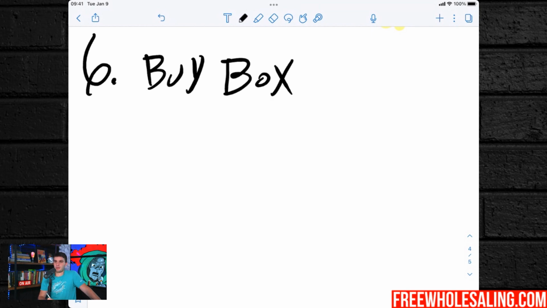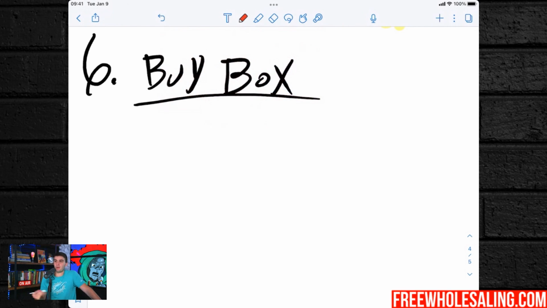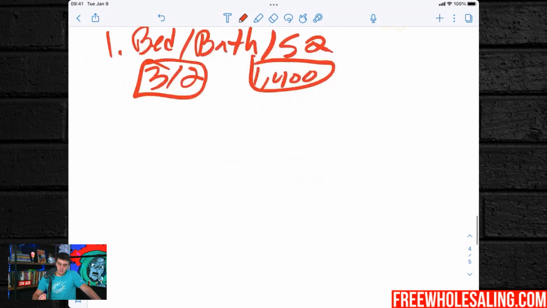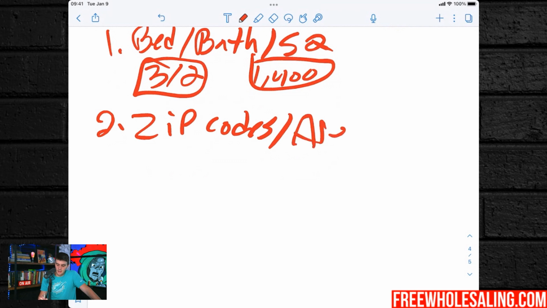And what's a buy box, right? So a buy box, we're just going to be asking specific questions of where they're looking to buy properties. So number 1, kind of like, bed, bath, and square footage, right? Oh, I only want to buy 3 2s under 1,400 square feet, right? You might get something like that, right? No big deal, right? Number 2 on the buy box, zip codes or areas that they buy.